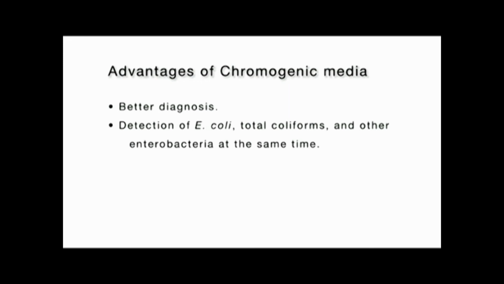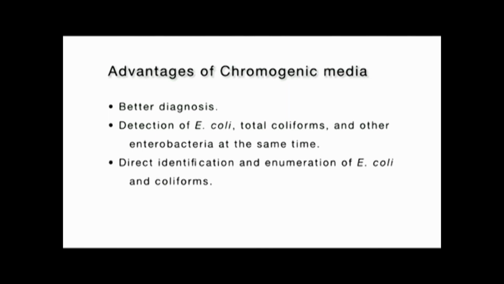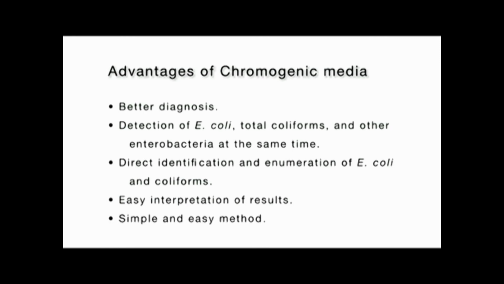Advantages of chromogenic media: better diagnosis, positive identification of E. coli, detection of E. coli, total coliforms, and other enterobacteria at the same time. Direct identification and enumeration of E. coli and coliforms in 24 hours, which saves time. Easy interpretation of results. Simple and easy method.